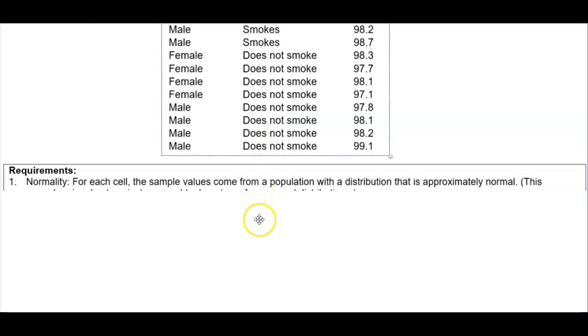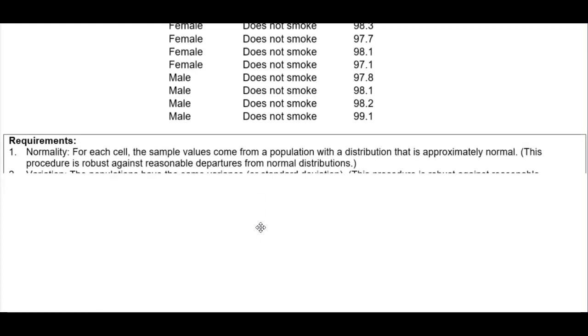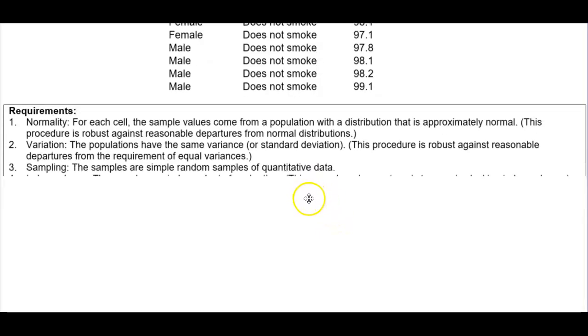Okay, so the requirements. 1, normality. For each cell, the sample values come from a population with a distribution that is approximately normal. This procedure is robust against reasonable departures from normal distributions. Number 2, variation. The populations have the same variance or standard deviation. This procedure is robust against reasonable departures from the requirement of equal variances.